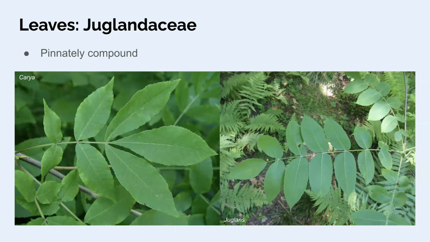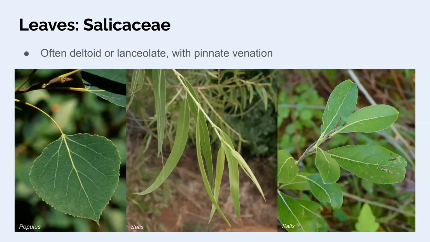Juglandaceae has nice distinctive leaves. We've got pinnately compound leaves in that case. Carya, the hickories, have a few leaflets per leaf, and then the walnut a little bit more, but both of these are pinnately compound. I haven't mentioned it up to this point, but all the families I'm talking about here also have alternate phyllotaxis, so that'll be helpful for identifying those.